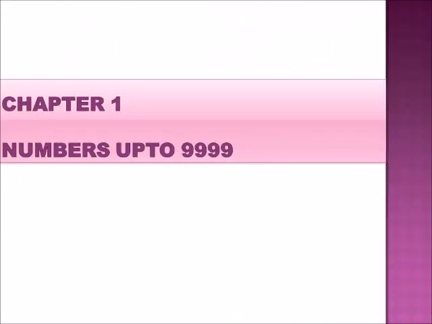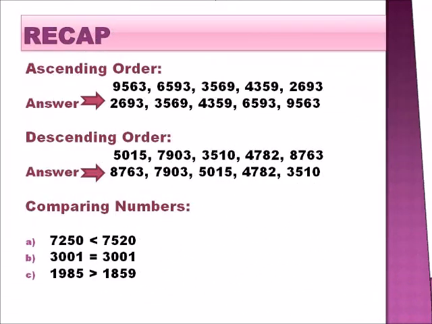Now let's start the session, children. Continuation of chapter 1, numbers up to 9999. In the previous session of number system, we have learnt about ascending order, descending order and comparing numbers. I hope you all would have understood the concept clearly. Before learning about the new topics, let's recall the previous session, children.